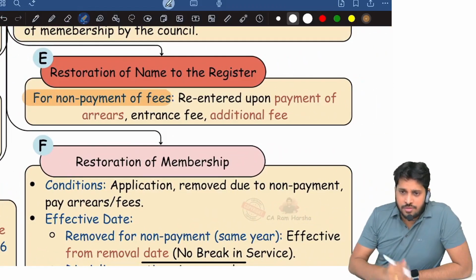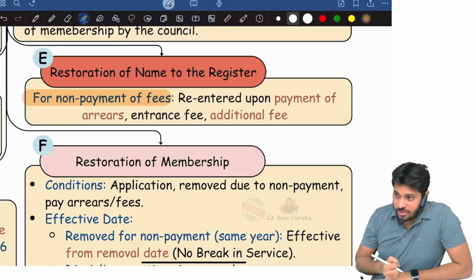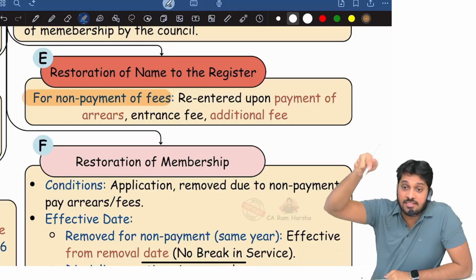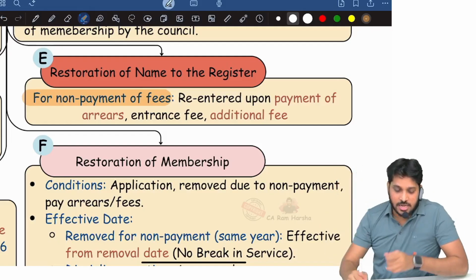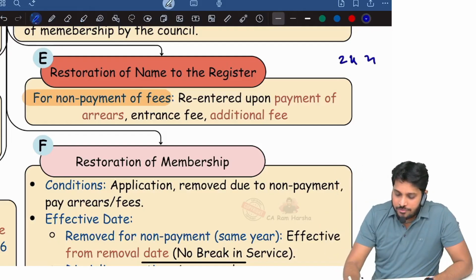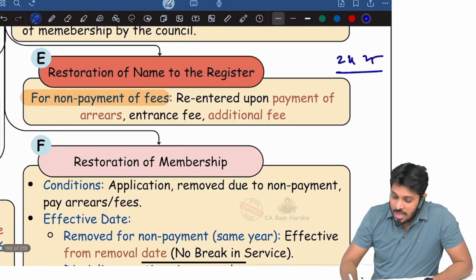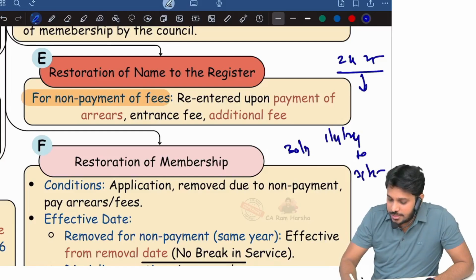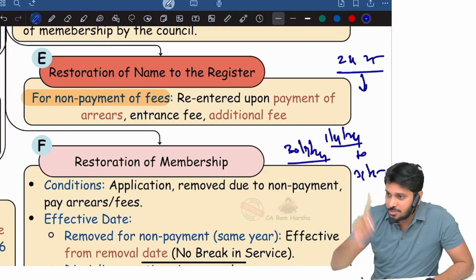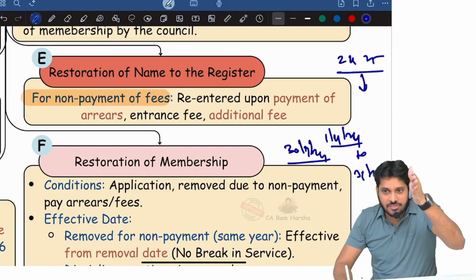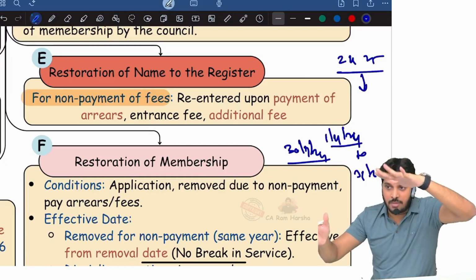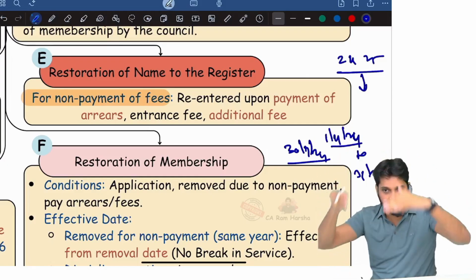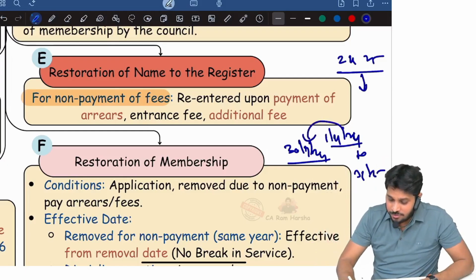Suppose your name was removed because of non-payment of fee and you paid the fee by 31st March. For example, the ongoing financial year is 24-25, that is 1st April 2024 to 31st March 25. For this, the due date is 30th September 24. Six months from the beginning of the financial year is the due date for paying the annual fee for membership as well as COP. You must pay within time, 1st April to 30th September.